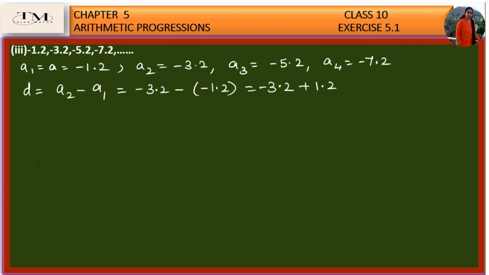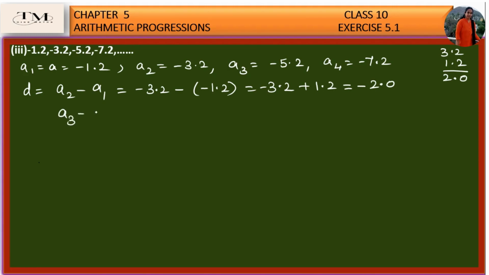So here one is negative, one is positive. We have to subtract and put the sign of the bigger number. Bigger number sign is negative. So we have to subtract 3.2 minus 1.2. So 2 minus 2, 0. Here point 3 minus 1, 2. So it is minus 2.0.